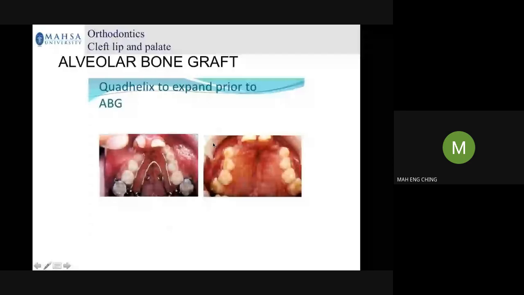So you see, the main idea of the ABG is to create the continuity of the whole maxilla. The maxilla should be in one piece. Now we have 2 or maybe 3 pieces. You see the premaxilla, the primary palate and the secondary palate are not joined together. So we have to make this one piece. That's why I have to pack the bone into the cleft region, just to make it one piece again.